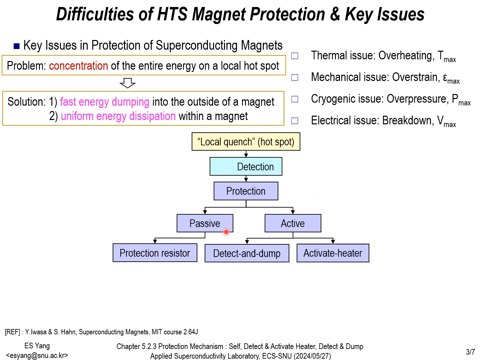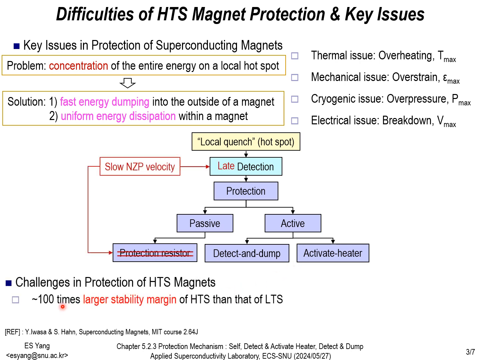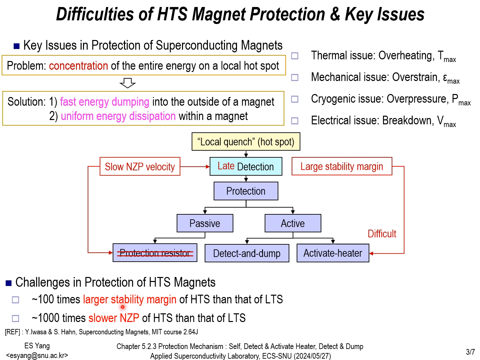Protection can be divided into passive and active protection. Passive protection includes the protection resistor, while active protection includes detect and dump, and detect and activate heater. Additionally, high-temperature superconductor, HTS, magnets have a stability margin that is about 100 times larger and a normal zone propagation, NZP, that is about 1,000 times slower.